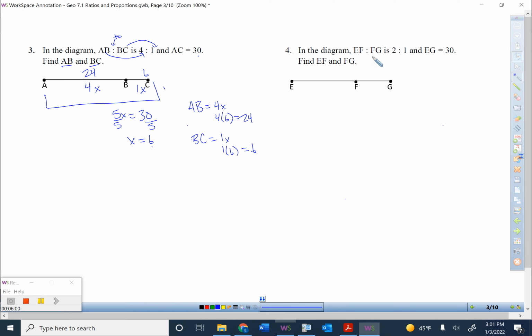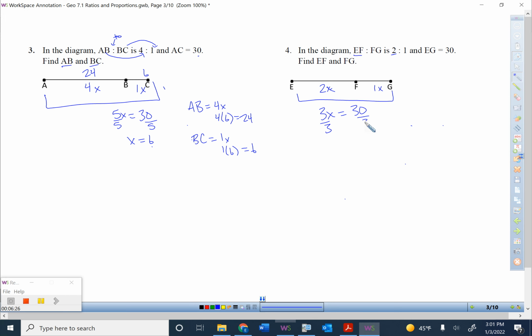EF to FG is 2 to 1. Okay, so EF goes with this number 2, and FG goes with that number 1, and it says EG from here to here is 30. Okay, but 2 plus 1 again is not 30, so we throw an x down. So now we've got 2x and 1x makes 3x equal to 30, and we can solve.